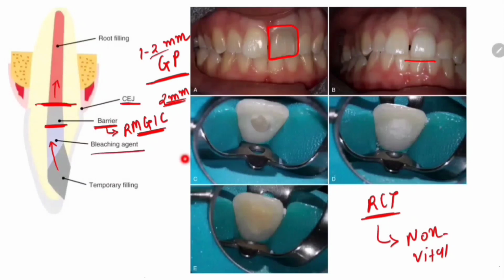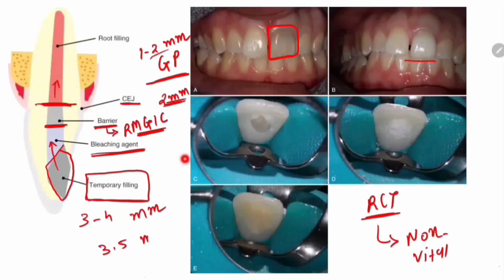After this, we put our bleaching agent, and then we fill this tooth with a temporary restoration. The thickness of this restoration should be around 3 to 4 mm, so approximately 3.5 mm. After 1 week, you call your patient, and if the desired result is achieved, then you remove this temporary restoration and bleaching agent and seal this tooth with your permanent restoration. If it is an anterior tooth, you go for composite restoration.